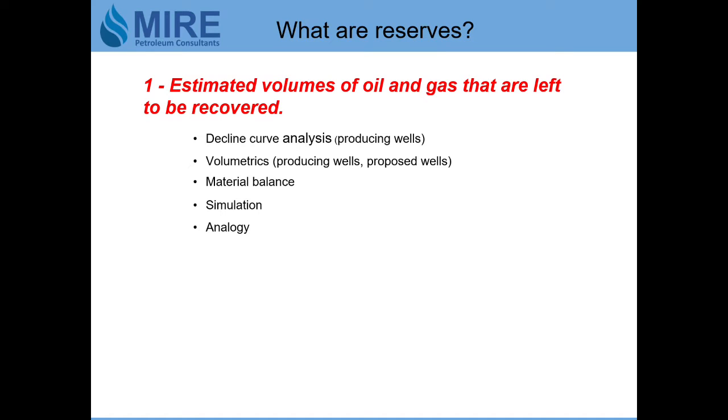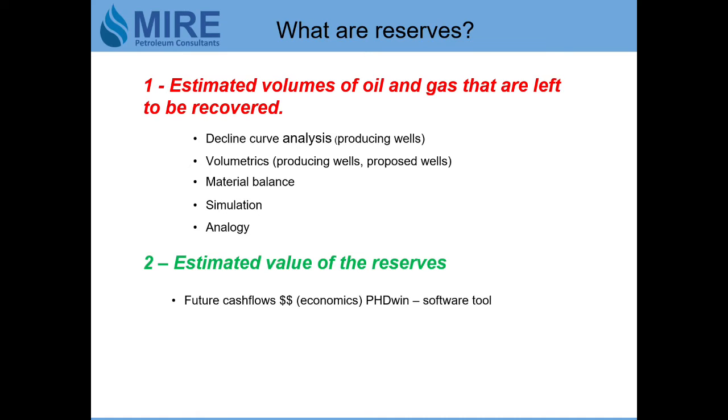But part two is real important. It's the estimated value of the reserves. So how do we come up with a value? Because that's part of the reserve evaluation, is the value. And we use the future cash flow technique or economics analysis, and PHDWin is the software tool we use for this. We use discounted cash flows, and PHDWin uses the term PW or present worth, but other standards include net present value or present value PV. Some people call those interchangeably, and we can have different discount rates. So that's how we evaluate it.